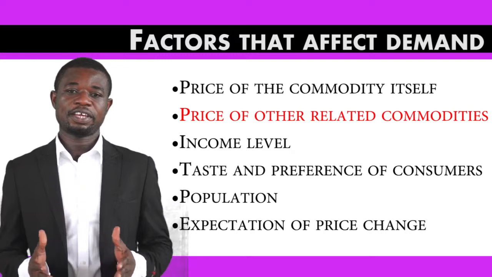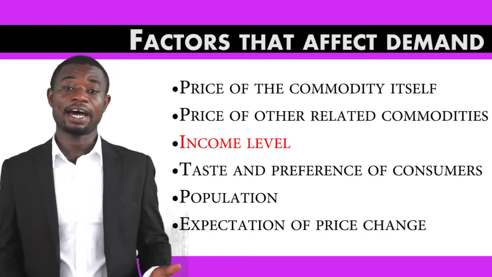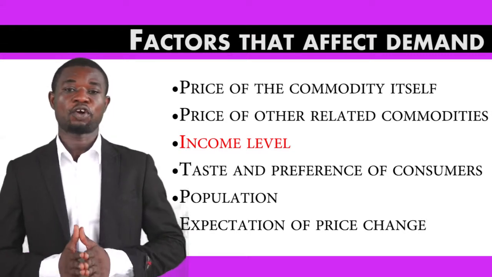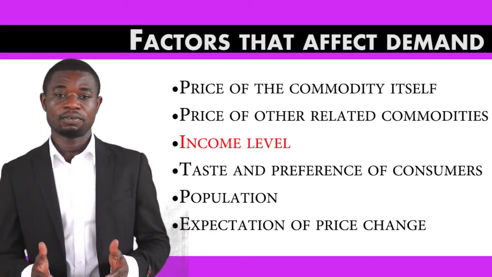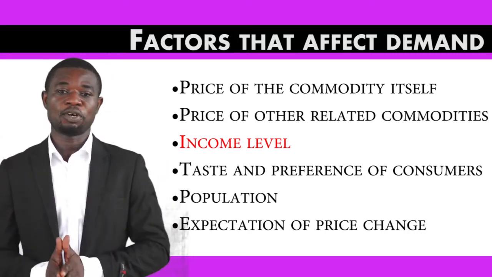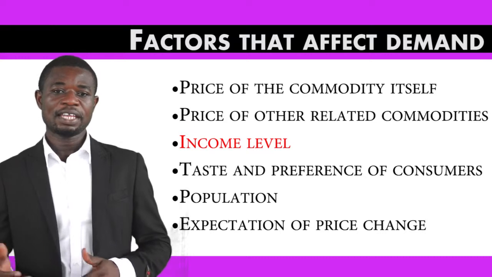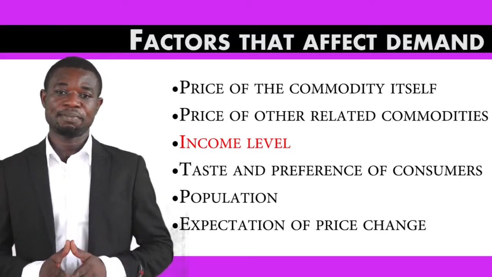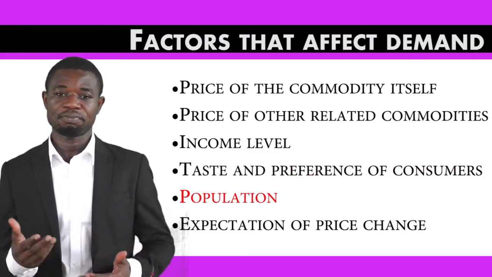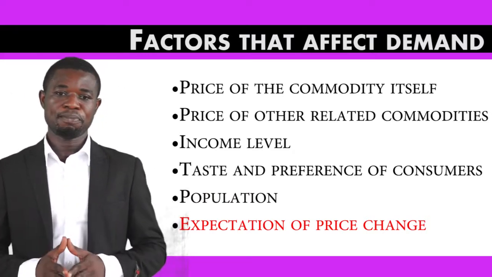The third factor that affects demand is the income level. Mostly, when your income is high, all other factors remaining unchanged, you tend to buy more of the commodity. Conversely, when your income levels are low, you tend to buy less of the commodity in question, all other things remaining constant. We have other factors that can equally affect demand, such as taste and preferences, and the population. So we have several of them.